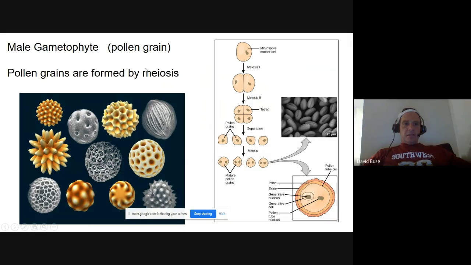Male gametophytes are the pollen grains. Pollen grains are formed by meiosis. This shows some pollen, some different structures of pollen. Pollen contains the male gamete, which is formed through meiosis. And these pollen grains, of course, are what cause untold allergies during the spring season, especially in areas where there are a lot of flowering plants. So if you're suffering from allergies, it may be because of some of these pollen grains.